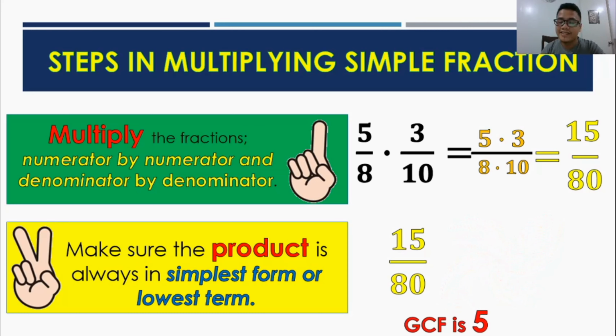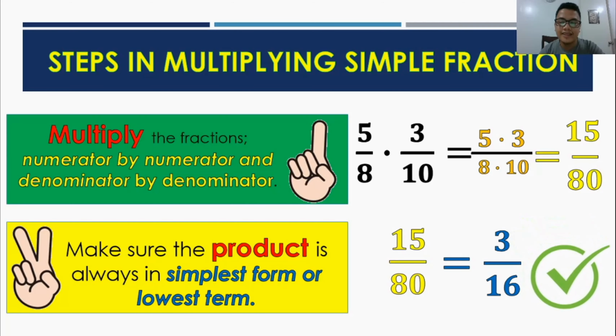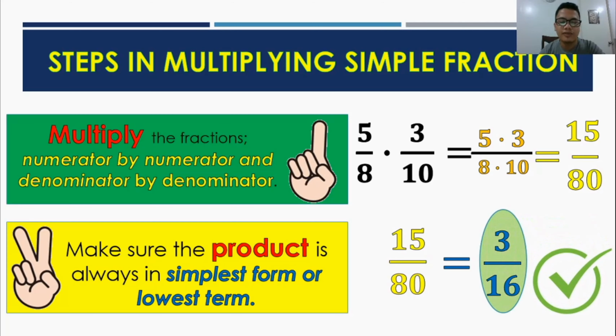Okay, so GCF is 5. If you want, you may pause this video and list down the factors of 15, especially for 80, since we have a lot. 80 is a big number. So it equals 3 over 16. Why? Because 15 divided by the GCF 5 will give us 3, and 80 divided by the GCF 5 will give us 16. Now, is 3 over 16 simplified? Yes, it's simplified. Therefore, our final answer is 3 over 16.